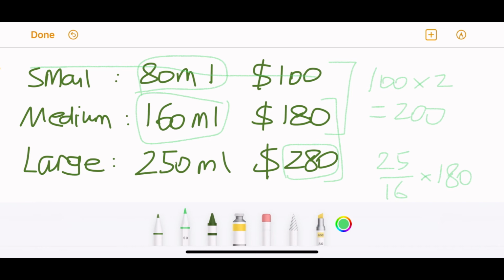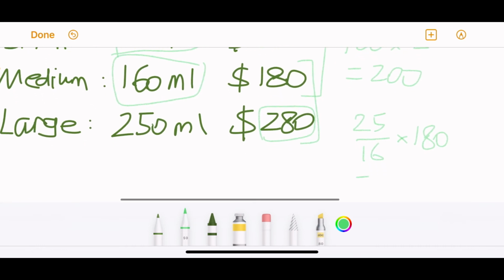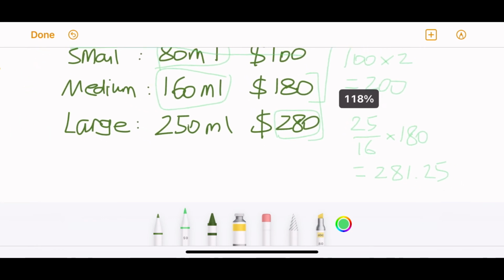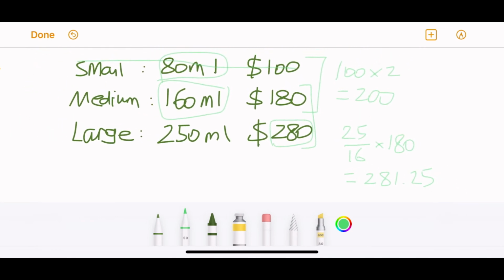But if the number that we get from this multiplication is smaller than 280, it means that the medium is the one of best value. And the final result for this multiplication is 281.25. Therefore, this is bigger than 280 by $1.25. So we said if it's larger than that number, the large will be of the best value. And our final answer is that the large perfume is of best value out of all these three.